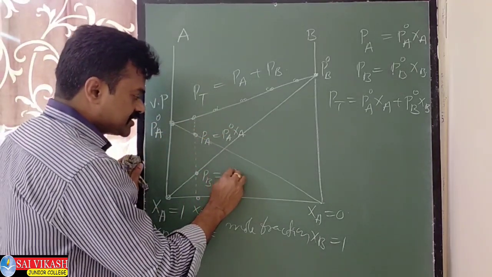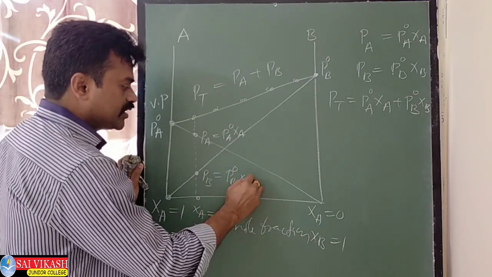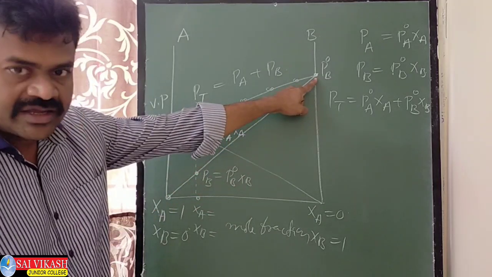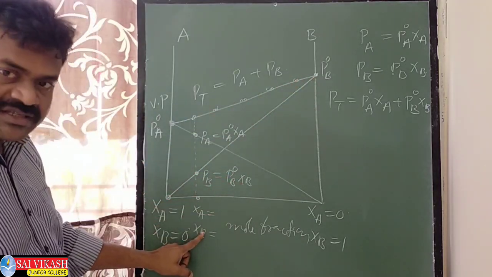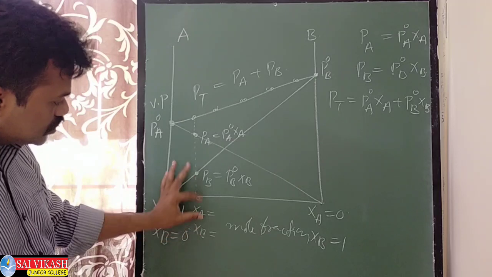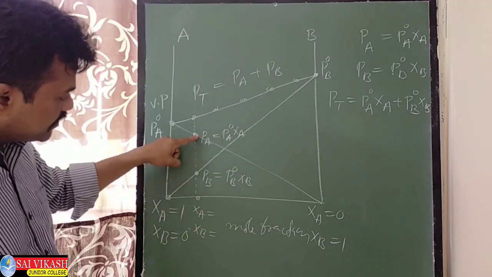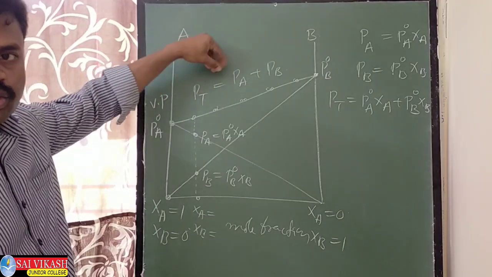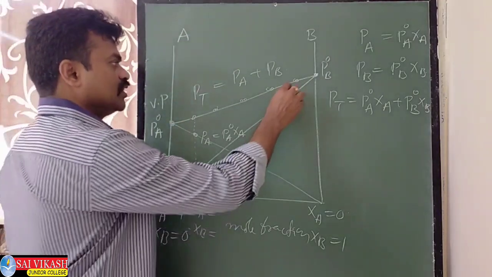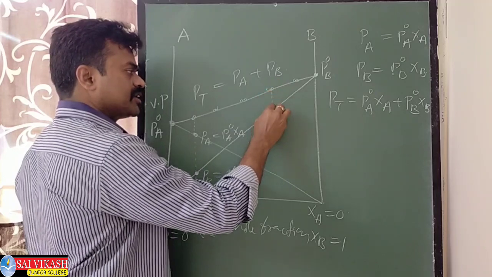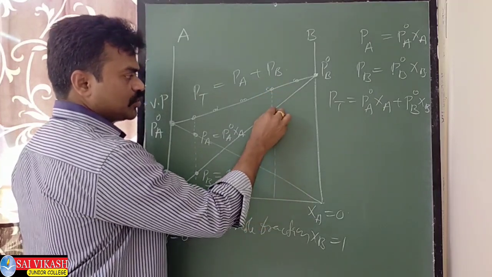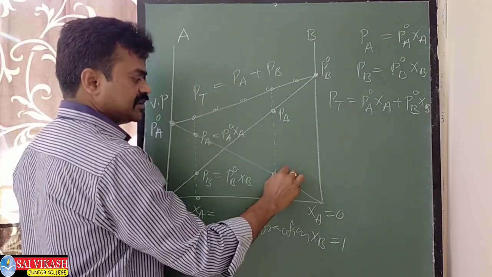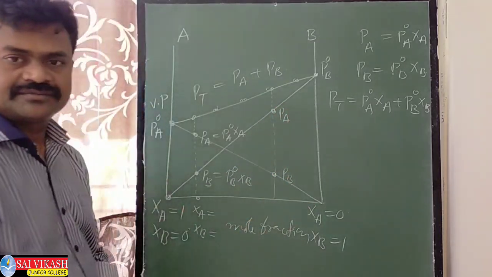And PB means P naught of B into XB. This is the formula. P naught of B you will get here, and the XB value from this line. So when these two values are substituted in this formula, you will get PA and PB. The sum of these two only gives the total vapor pressure. Similarly here also, if you want to get the total vapor pressure at this point, you need to take this point and this point. This point is PA, this point will be PB.